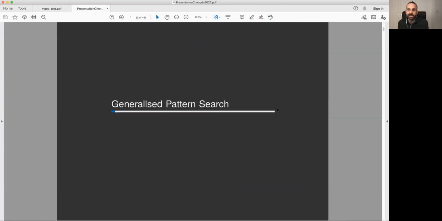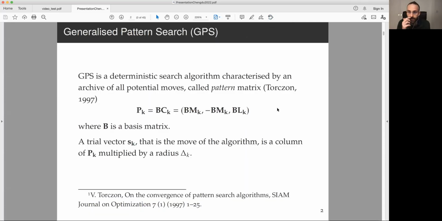In this video lecture, we are going to talk about optimization, and in particular about a class of algorithms which are called Generalized Pattern Search. Let us see how they work.